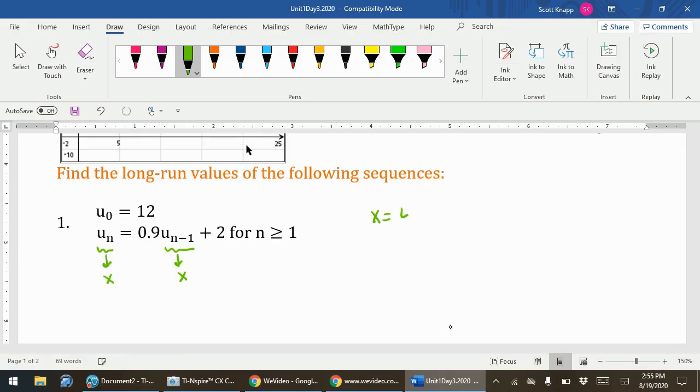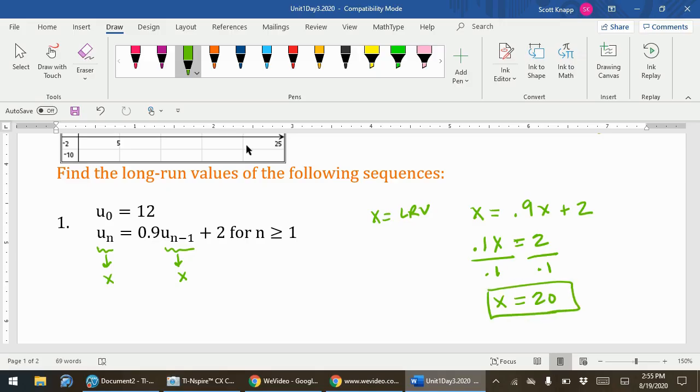I'm going to define my variable, and you can use the abbreviation LRV. I'm going to set up an equation where those two things in the long run are equal. If I solve this, I end up getting 0.1 times x equals 2. And 2 divided by a tenth, division is multiplication by a reciprocal, so 2 divided by 1/10 would be 2 times 10. That means x is 20. So it looks like the long run value of this sequence is 20.